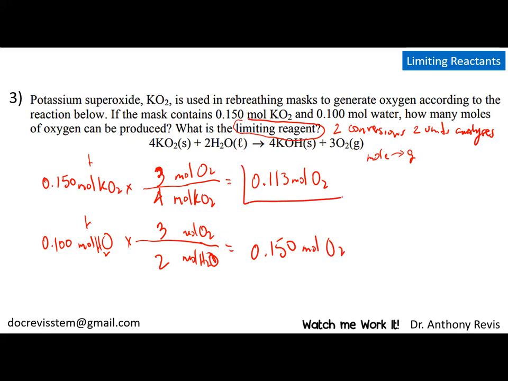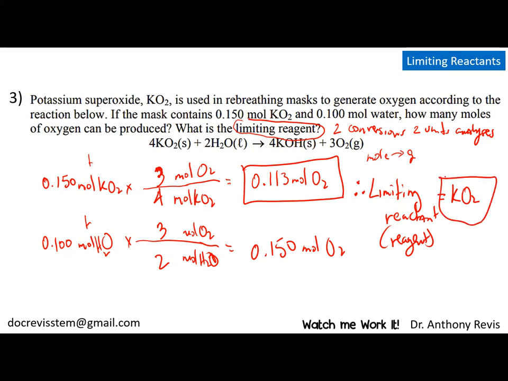Since this is the smallest amount produced, the limiting reactant, therefore, the limiting reactant, the term reagent is used interchangeably, equals, what do we have, KO2? No, H2O, because it gave the least amount out.